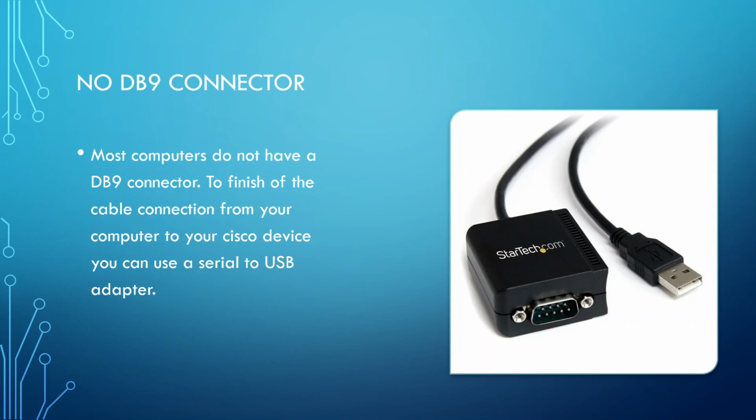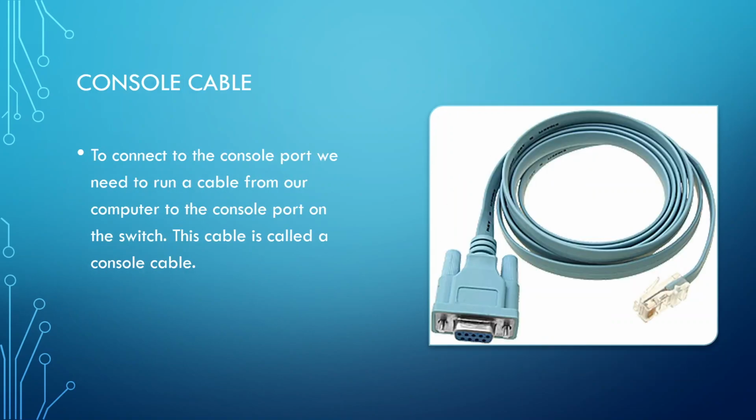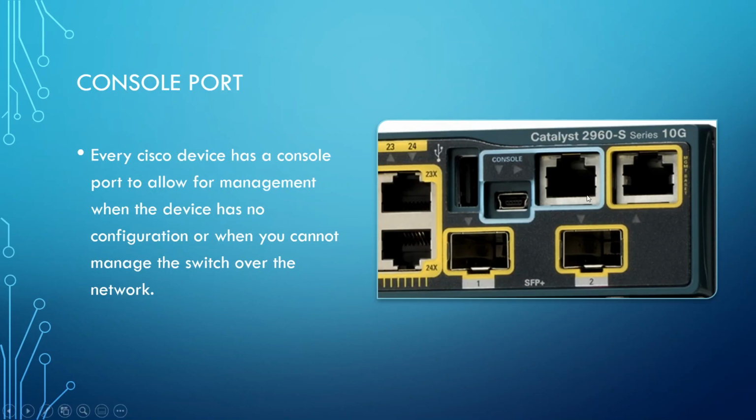But this is a method of allowing us to connect to the console port if the console port uses an RJ45 connector, like here. If the console port uses a USB connector, then we'll simply run a USB cable from our laptop into the console port on the Cisco device. So again, the console port provides us with a way to physically connect our laptop to the Cisco device for management purposes when that Cisco device has no configuration.